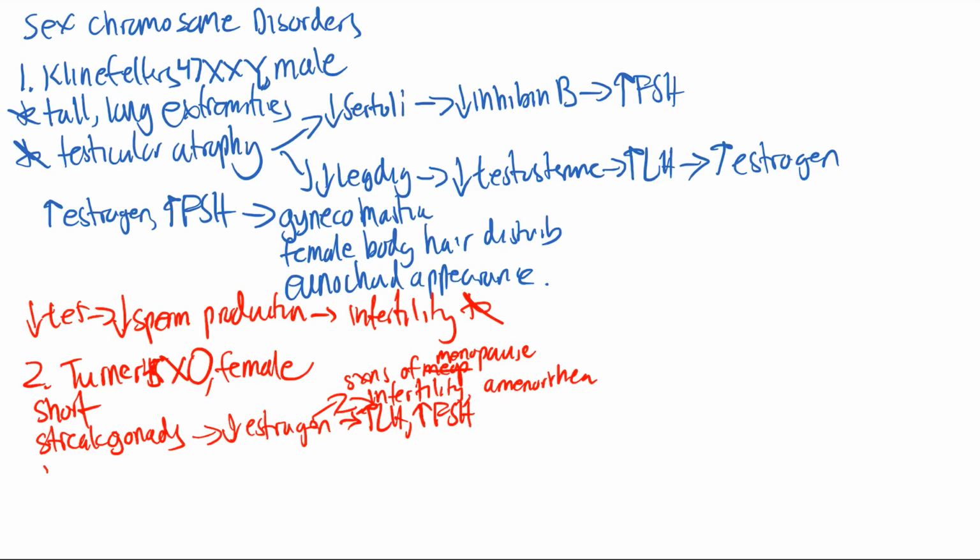And then there's going to be some heart symptoms, heart defects actually. So the most common one is bicuspid aortic valve.